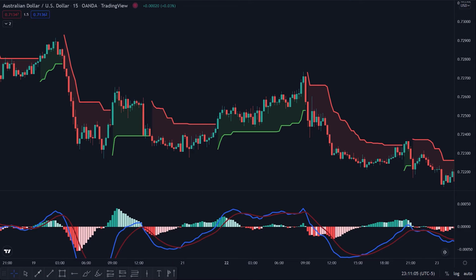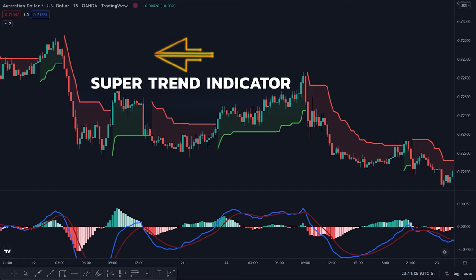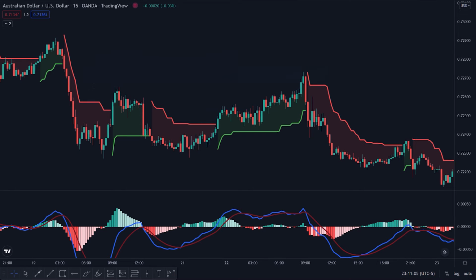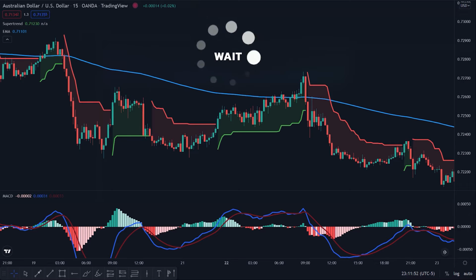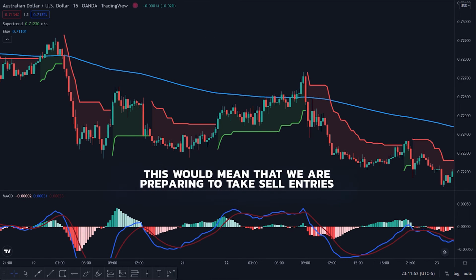In order to take short positions, the first thing we will need to check is our super trend indicator and how close the price action is developing in regards to the 200 EMA. Then, we would just wait for bullish structure and momentum to slow down and shift. This would mean that we are preparing to take sell entries.